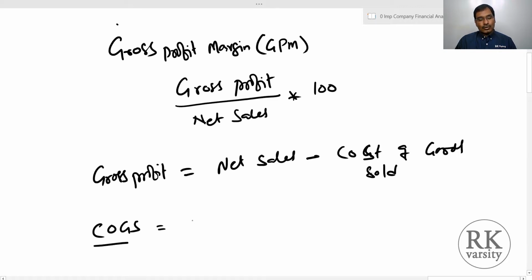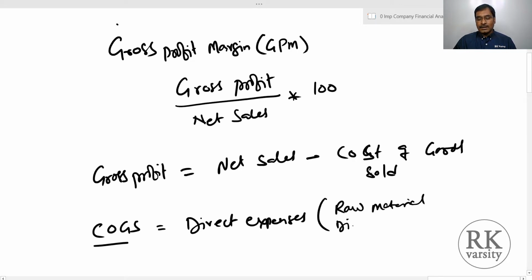Cost of goods sold is all your direct expenses, which are used to produce goods or services. In the sense, direct expenses include your expenses towards raw materials, then direct labor, and then your manufacturing expenses and rents, rates, etc. In a real-time profit and loss account, you will not find the cost of goods sold directly.